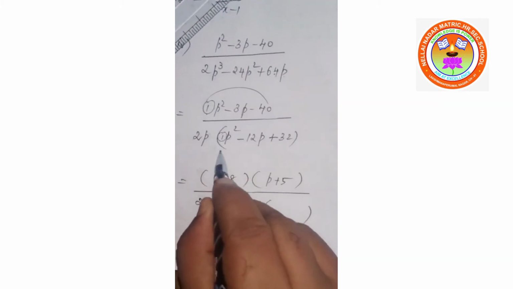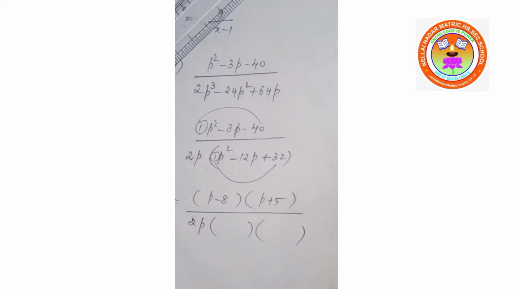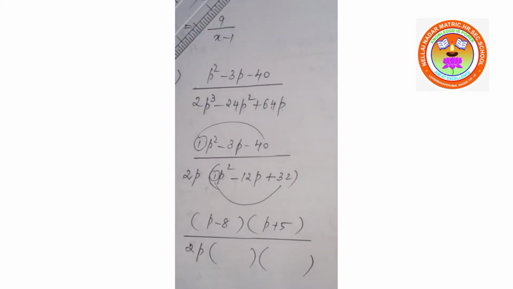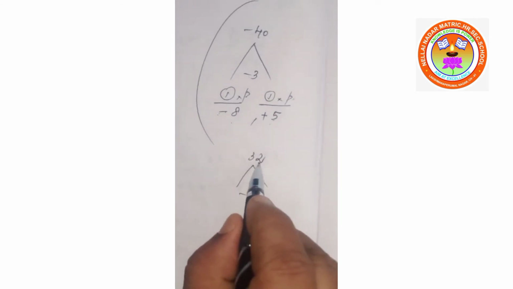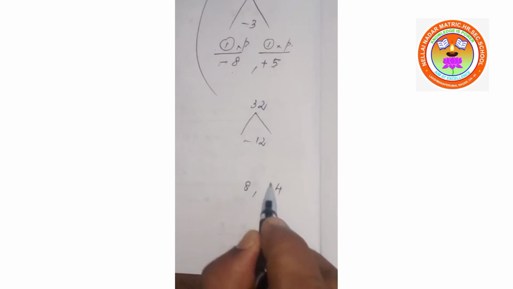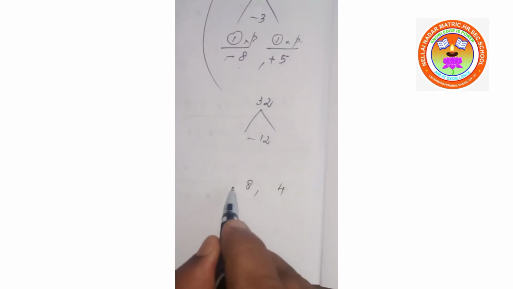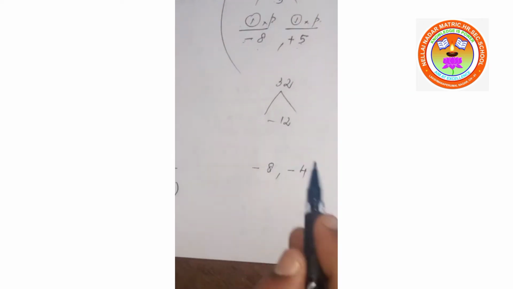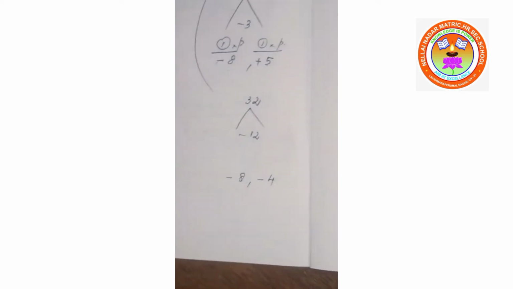Here the coefficient of p squared is 1. 1 into 32, and the coefficient of p is equal to minus 12. Product 32, sum minus 12. The two numbers are 8 and 4. 8 4s are 32, but we need minus 12, so negative sign for both the numbers. Add the two numbers, minus 12. Multiply the two numbers, 32.